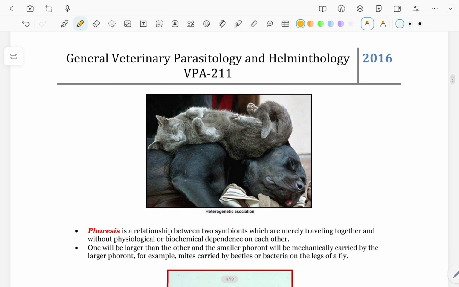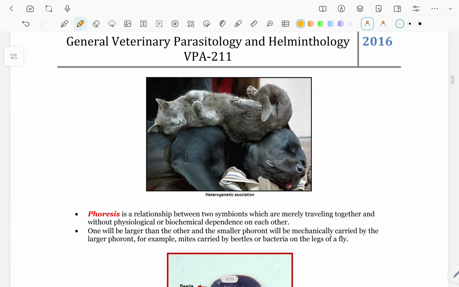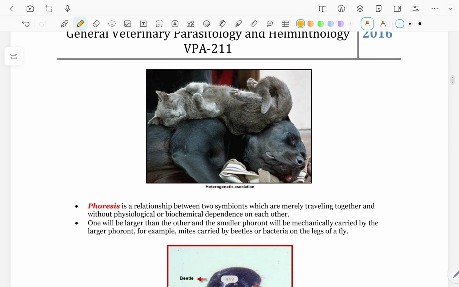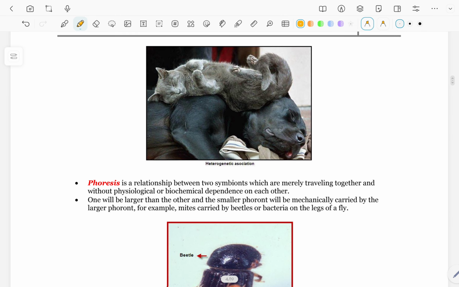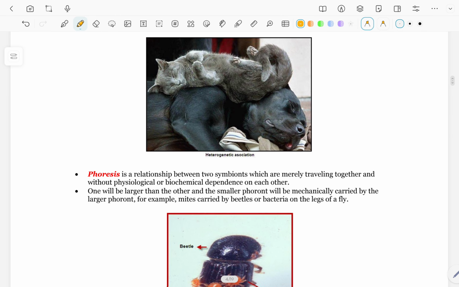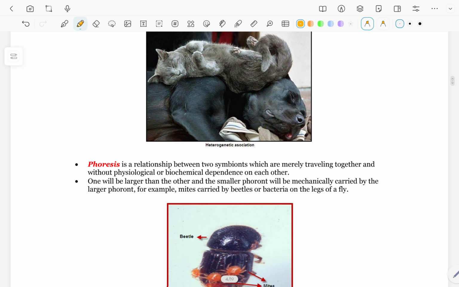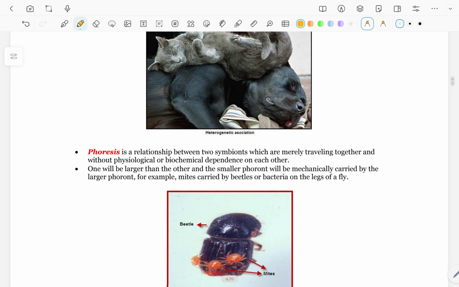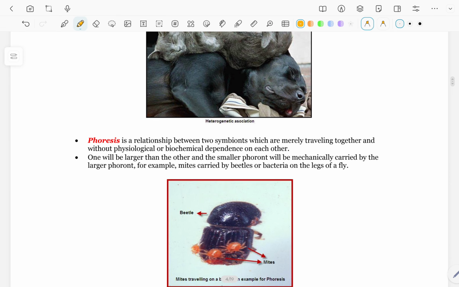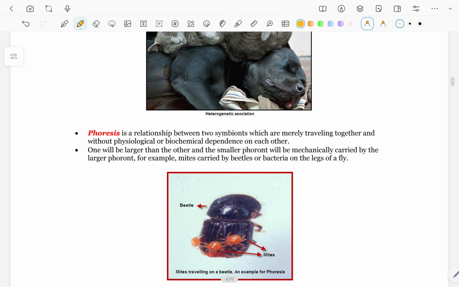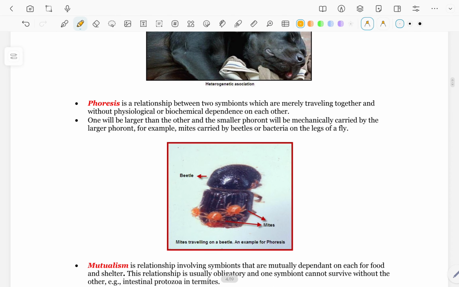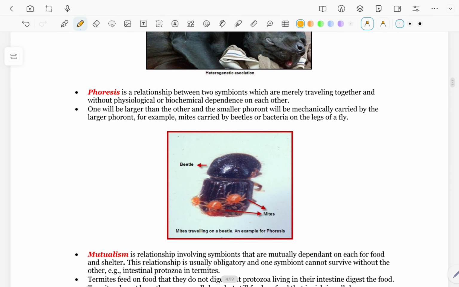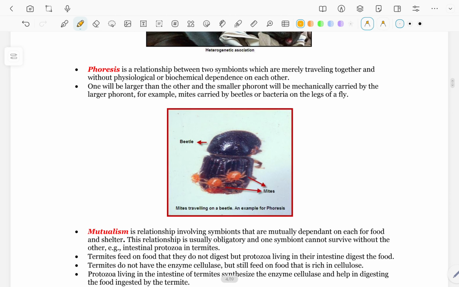Phoresis. Phoresis is a relationship between two symbionts which are merely traveling together and without physiological or biochemical dependence on each other. One will be larger than the other, and the smaller phoront will be mechanically carried by the larger phoront. For example, mites carried by beetles or bacteria on the leg of a fly.